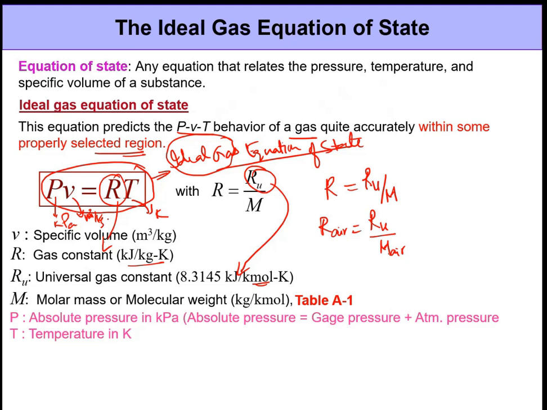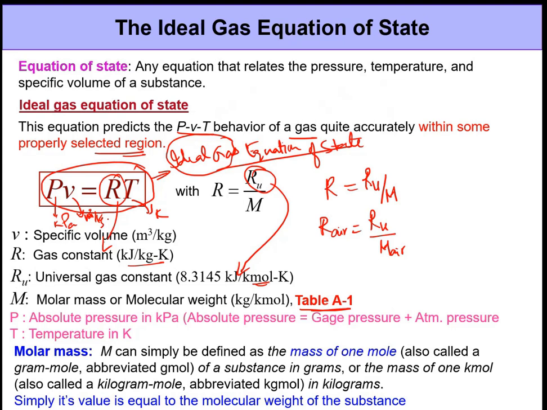Now, M again being the molar mass or the molecular weight of any given substance. The molecular weight for all relevant substances is given in table A1 of your book. So please refer to that. And the molar mass or the molecular weight in simple terms is simply the mass of 1 mole of a substance in grams, or basically the mass of 1 kilomole of a substance in kilograms. In other words, it is simply equal to the molecular weight of a substance, and you can either calculate it by adding up the mass of different elements within a given compound, or you could simply refer to table A1.